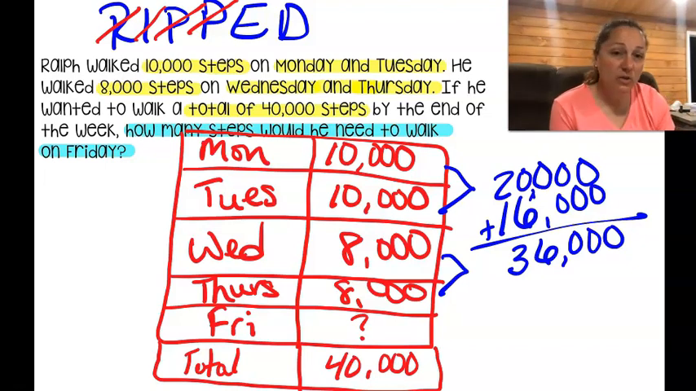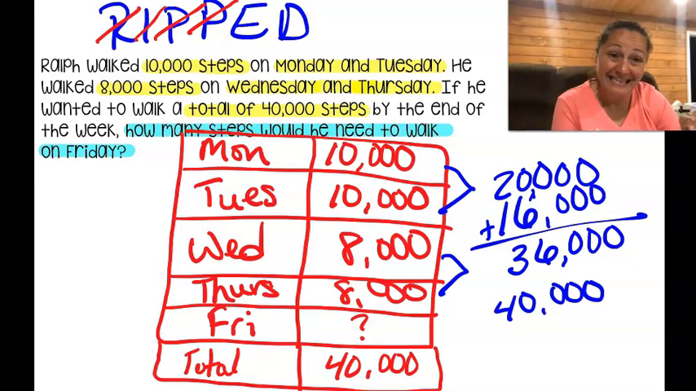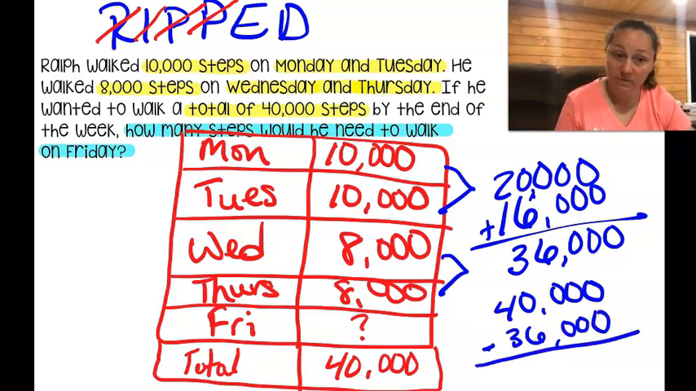So now we need to subtract because I need to find the difference. How much further does he need to go? So let's see, Ralphie. We're going to do 40,000. I put my bigger number on top when I'm subtracting. 40,000 minus 36,000. All right, let's see. So 0 minus 0 is 0. 0 minus 0 is 0. 0 minus 0 is 0. Good math. 0 minus 6.